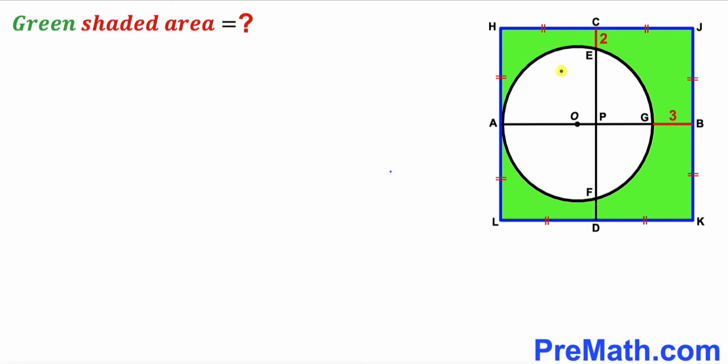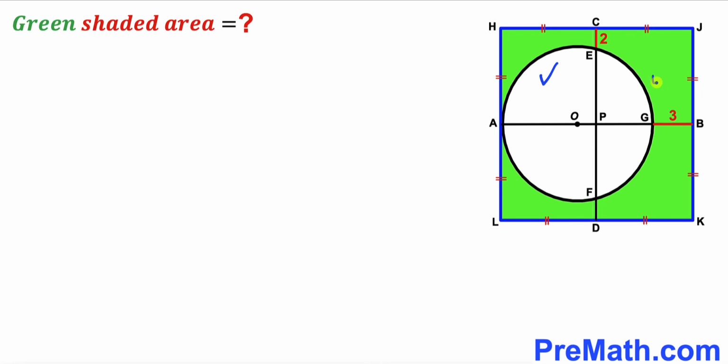Welcome to PreMath. In this video, we have got this circle with a center O, fully confined in a blue square HJKL, as you can see in this given diagram. And moreover, this big blue square has been divided into four identical quadrants.